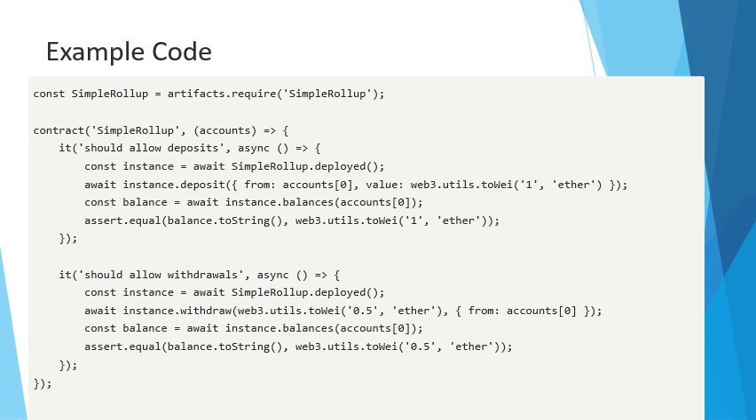In this unit test, it first imports the contract SimpleRollup and creates a testing suite. Then we write the deposit test to ensure that an account can deposit ether into the contract and the balance is updated correctly. The withdrawal test then ensures that an account can withdraw ether and the balance is updated accordingly.